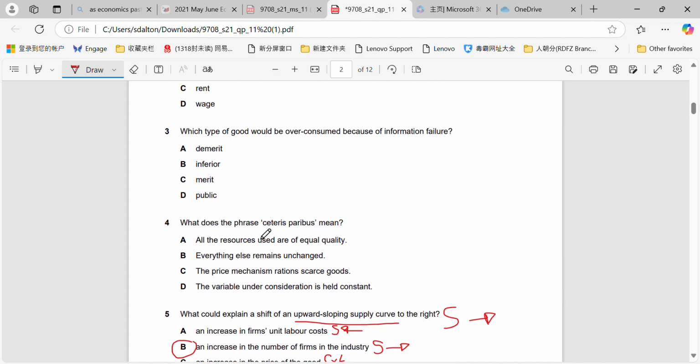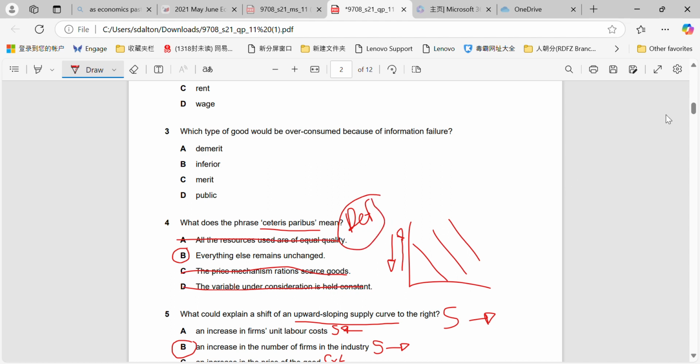What does the phrase ceteris paribus mean? Ceteris paribus means that everything else remains unchanged. It means that we assume, for example, that when we draw a demand diagram, the price of the product here can go up or can go down and can change. But when we draw it, we're assuming that all of the other factors that will shift it, left or right, like incomes, etc., are all constant at the time that we're drawing it. Okay, once again, it is very simple, just a definition of ceteris paribus. You know the definition, you won't get the question wrong.